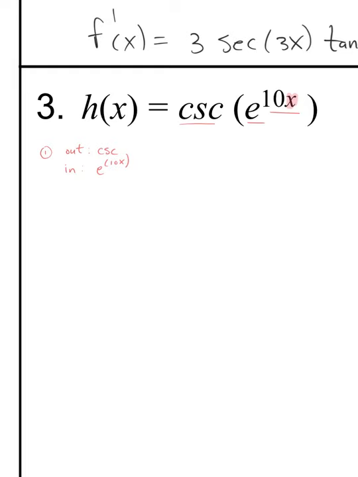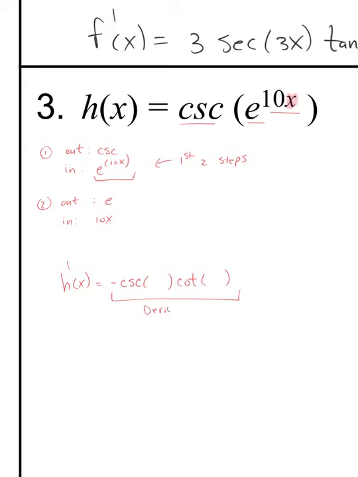Now this is still a composite function, so my second chain, that outer is e, and the inner is 10x. Remember, if x is in your exponent, an exponential function, the base is always your outer function. So remember, on the first chain, we only do the first two steps. All right, so the derivative of the outer, for h prime of x, the derivative of the cosecant is negative cosecant of x, cotangent of x. So that is the derivative of the outer.